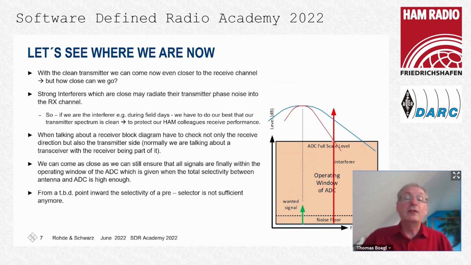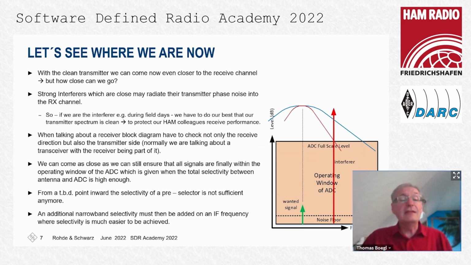But from a certain point inward, we must be aware that the preselector will not be able to provide a sufficient selectivity without any other implications. So that means if we need more selectivity beyond a certain value, we must insert an IF frequency where we can place this additional selectivity. So the IF sampling concept is starting when the selectivity of the direct sampling concept is not sufficient anymore to support the given use case.